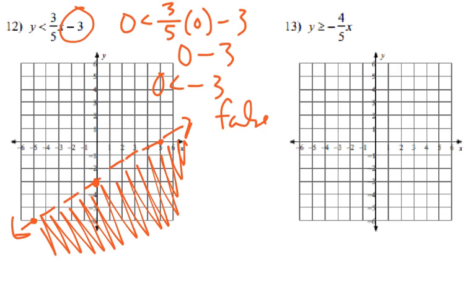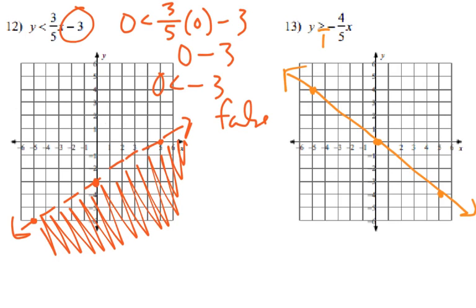Same idea. This is like plus 0, so when there's no added or subtracted number, 0 is my y-intercept. Slope of -4/5, so down 4 to the right 5, or up 4 to the left 5. Then we have the line underneath, so a solid line.